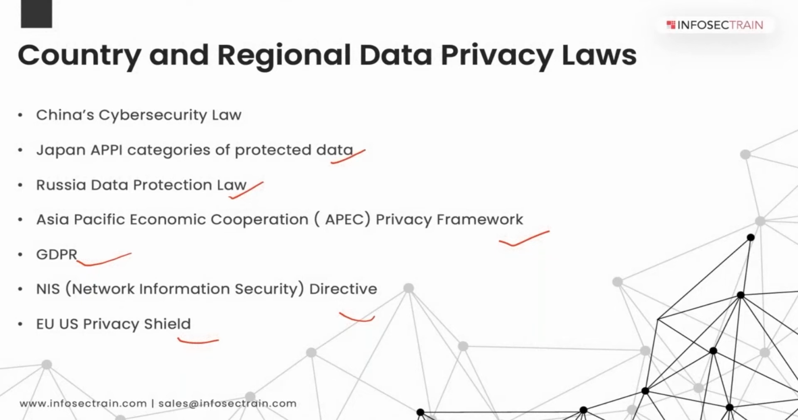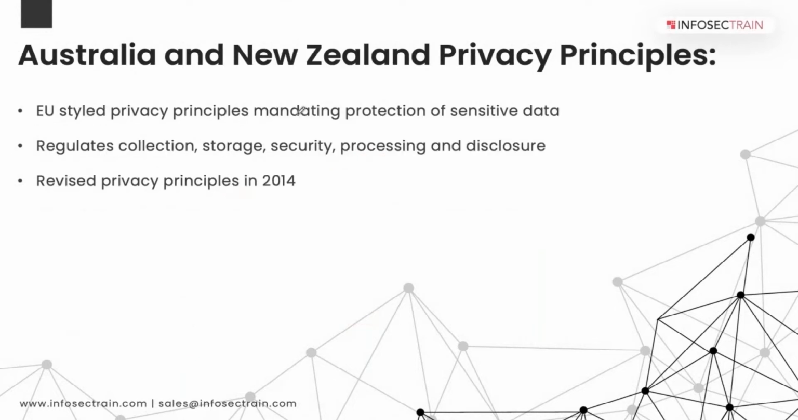We will start with the Australia and New Zealand privacy principles. In 1988, they came up with the Australian National Privacy Act, which was styled after the European Union principle of privacy, and it regulates the collection, storage, securing, processing and disclosure of personal information. And like many other EU privacy protection acts, the National Privacy Principles listed in the Privacy Act reflect greater assurance of data privacy for the individual data subject.